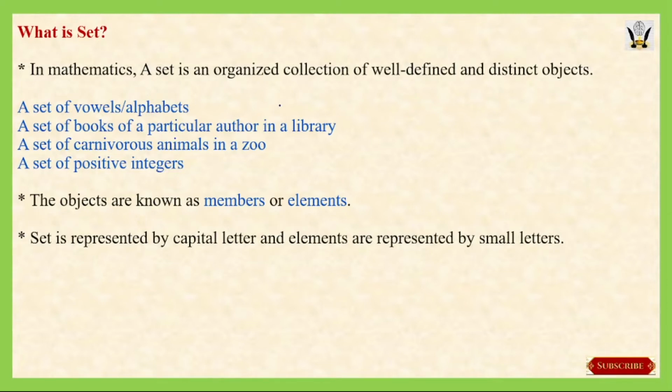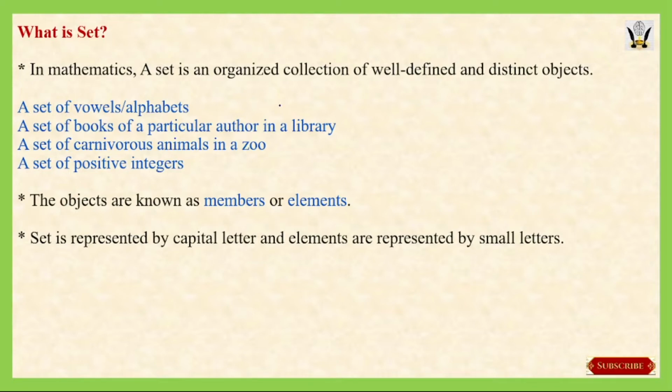Now if we say a set of all the books in a library, then it will not be a set of properly well-defined elements, because in a library we will have multiple books of multiple subjects, multiple authors, and multiple domains. But if we say a set of books of a particular author or of a particular subject or of a particular domain in a library, then it will be a good example of a set.